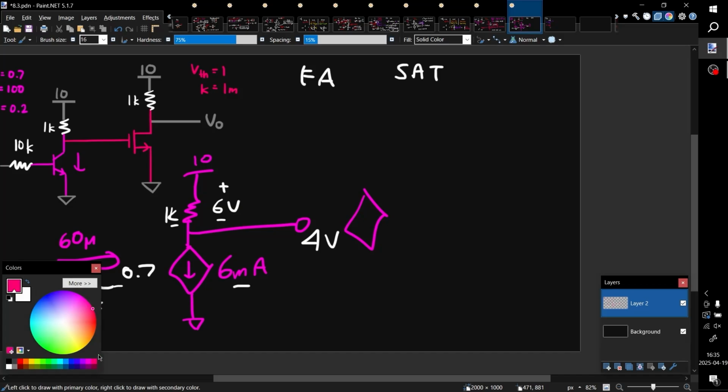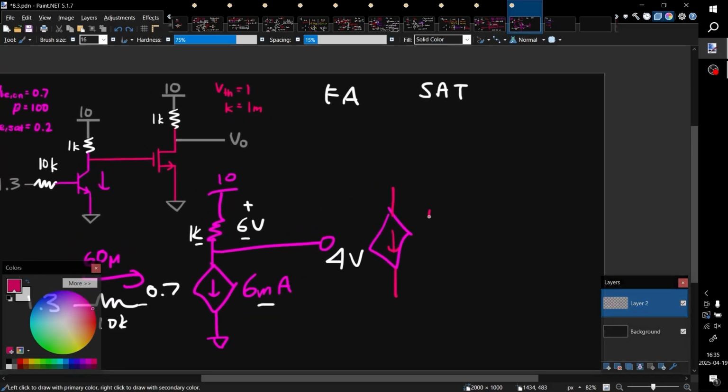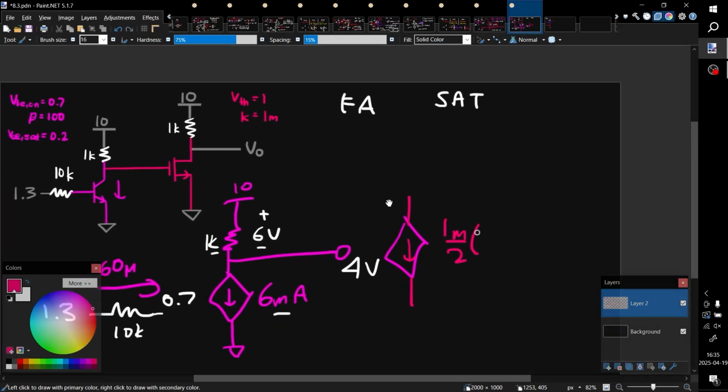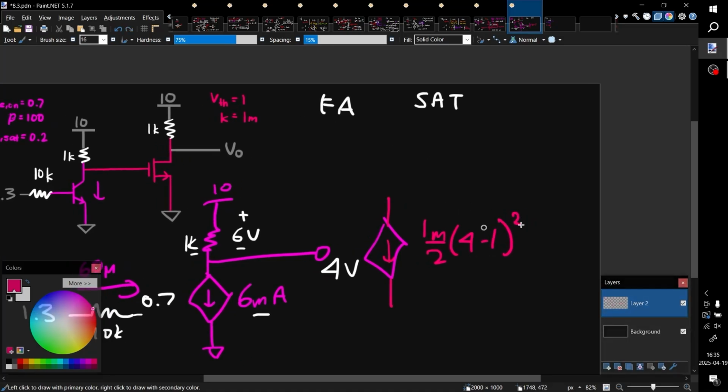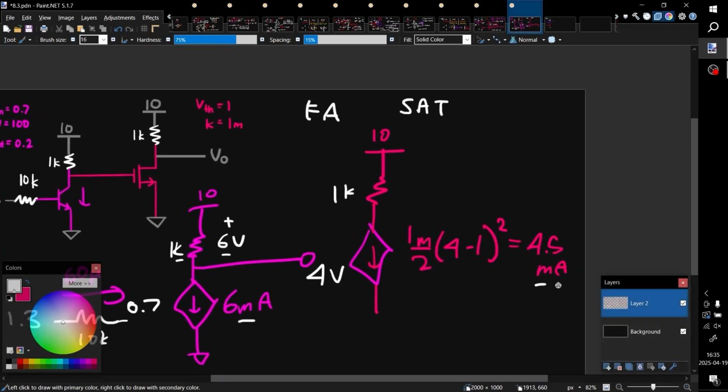Let's go to this next MOSFET. Yan. Ang value natin dito for SAT is K over 2. So, 1M over 2. Ang ating gate source is 4 minus ang ating threshold squared. This will give us 4.5 mA. Where does this go? Across this 10, meron tayo ditong 1K. Now, ang K magka-cancel ulit sa M. So, this is 4.5 drop. Now, a 10 minus 4.5 drop is equal to 5.5.